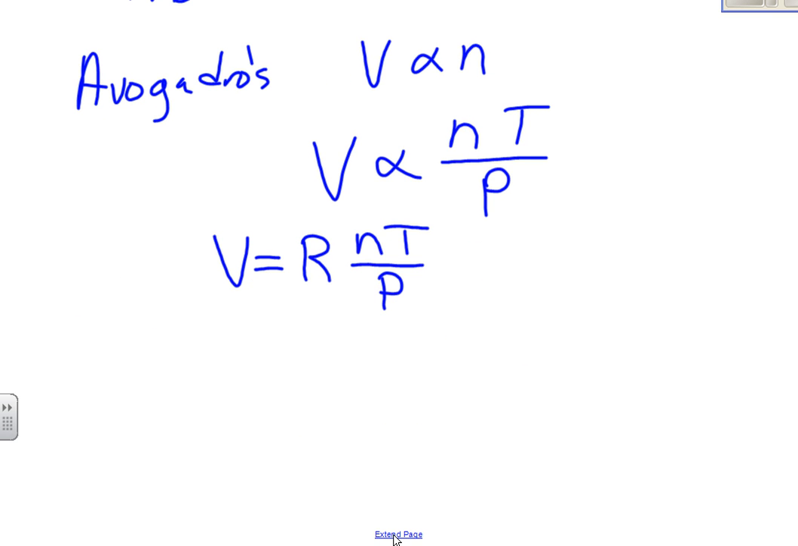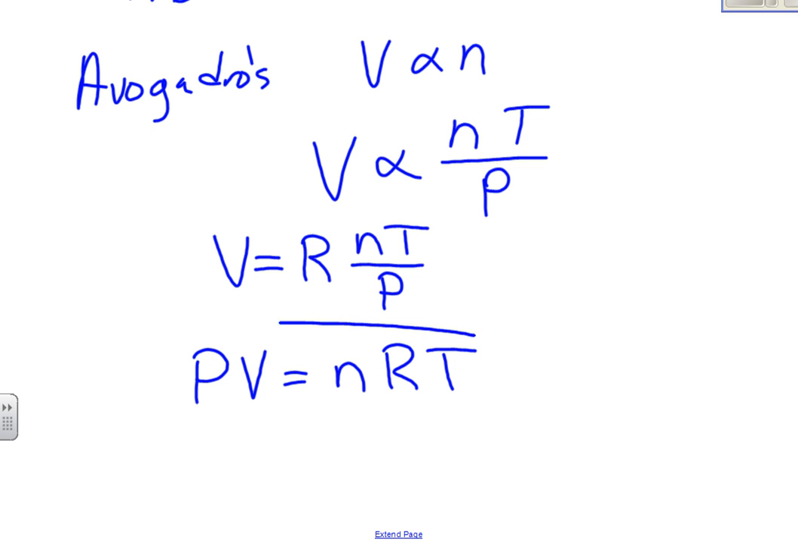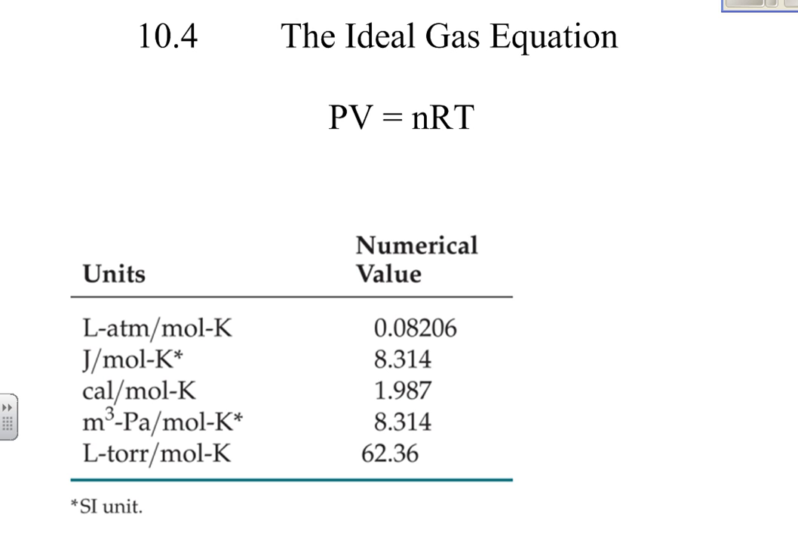Now it's much more familiar in another form. PV equals nRT. It tends to roll off the tongue a little better. PV equals nRT. So we tend to see it in this form. So there's our PV equals nRT.